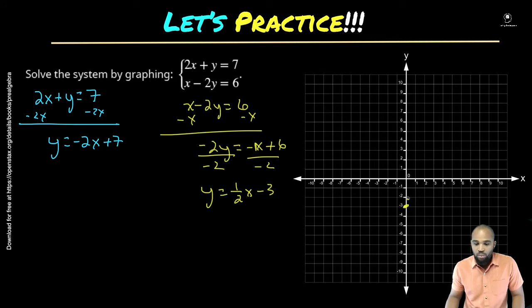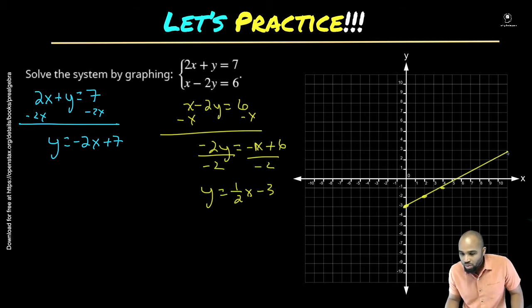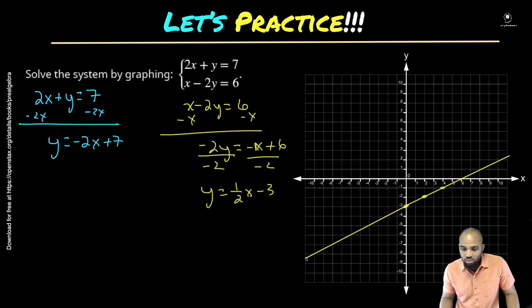And I'm going up 1 over 2, up 1 over 2, up 1 over 2. And that's enough for me to get a line going. So let me draw a line here. And I've got to try to keep it straight, right? Because that's the whole point if you're trying to solve by graphing: we actually want to keep these lines as straight as we can.